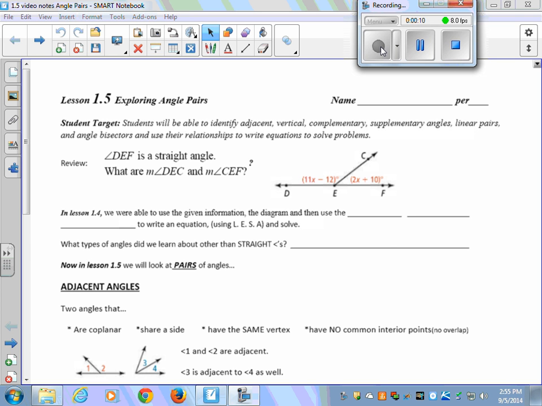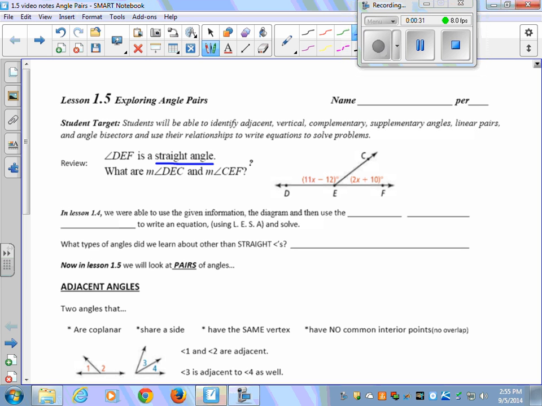So our target is to learn all of these new words for angle pairs: adjacent angles, vertical angles, complementary, supplementary, linear pairs, and angle bisectors. And we will be writing equations and solving problems. This first part of your worksheet shows a review of what we've done before.